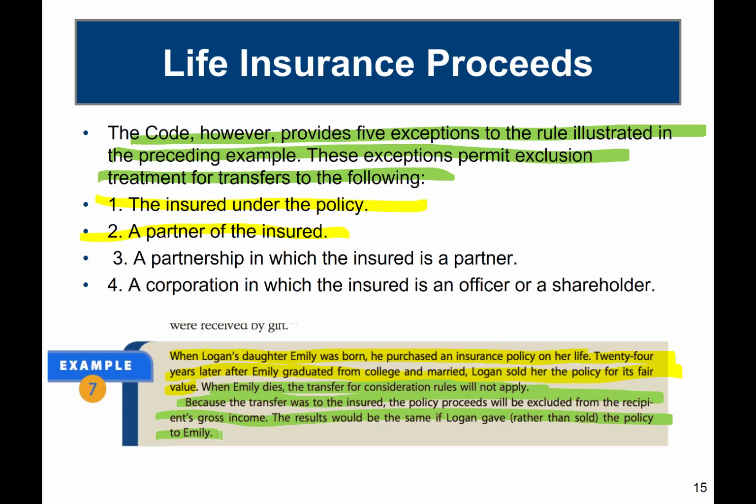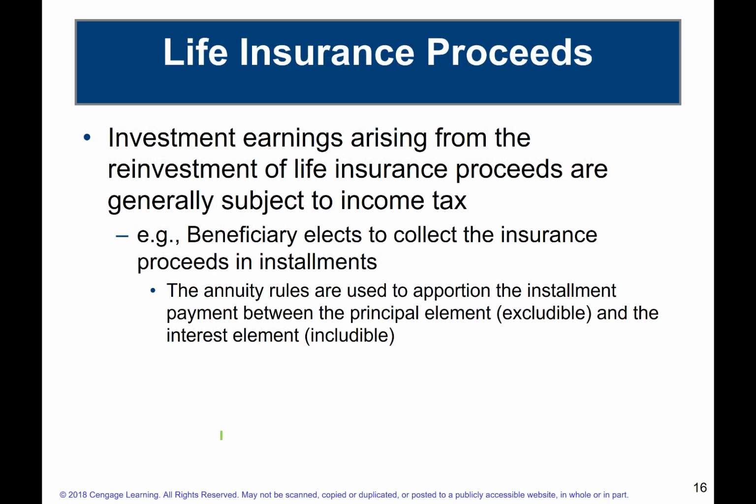Okay, good. And investment earnings arising from reinvestment of life insurance. So now the person dies and you take the money and you invest that money, right? You don't go immediately out and start spending the money. You just go ahead and invest it. Then there would be a tax on the increases in value, and that includes any investment earnings from money that's invested. And that includes if you decide to take the money in installments.